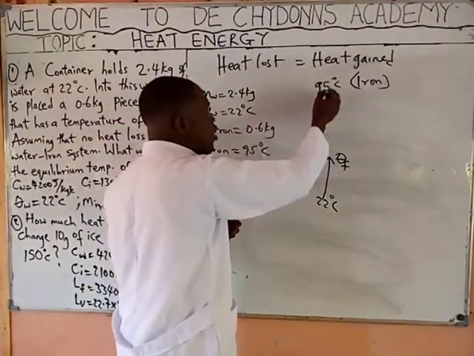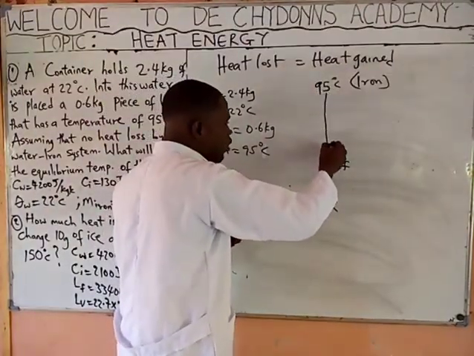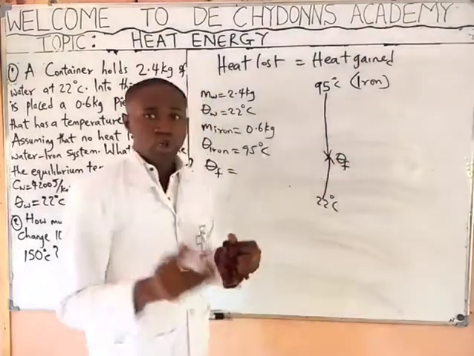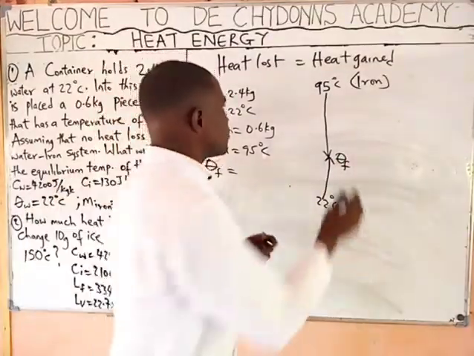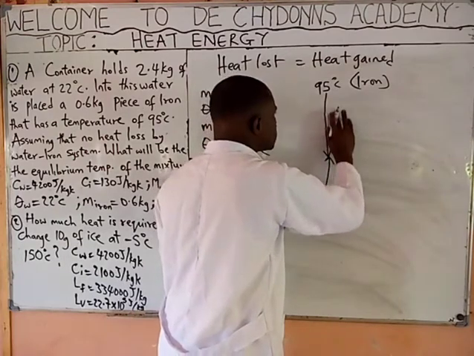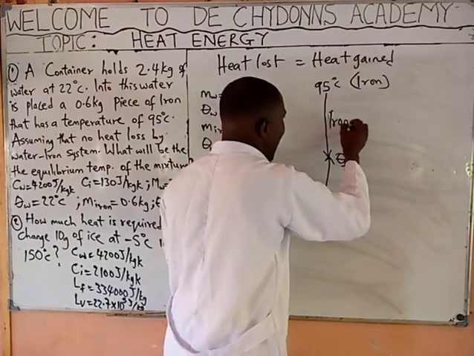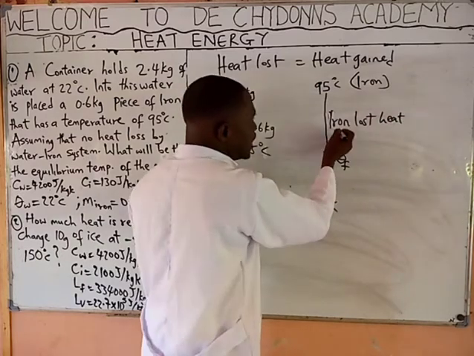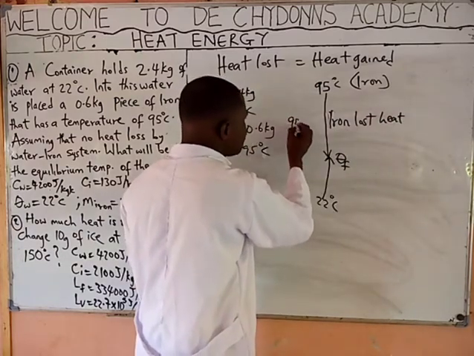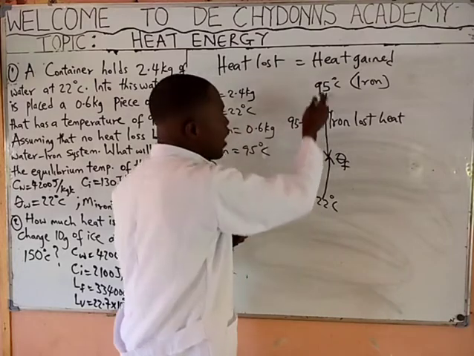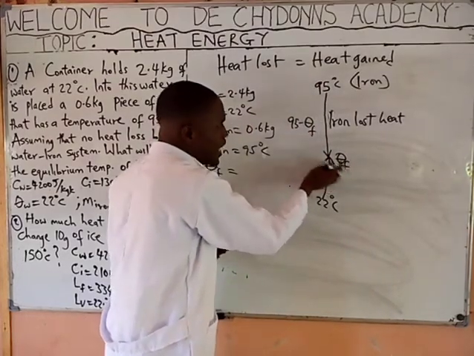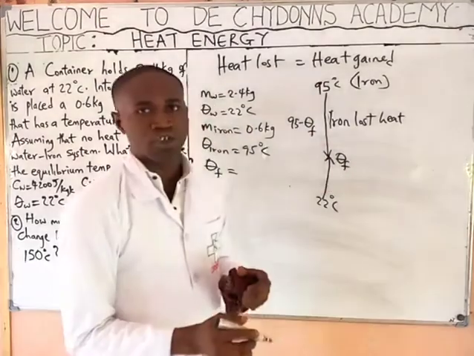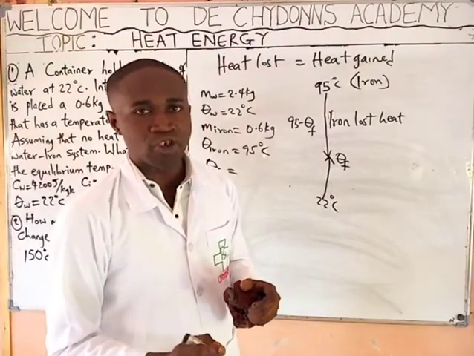Then the iron will be losing heat and the temperature will reduce to this point. So two things happen. One, iron lost heat. And the heat it lost is 95 minus theta F. When you subtract 95 and this theta F, you get the quantity of heat it lost in terms of temperature.